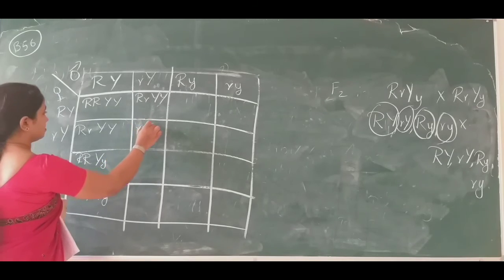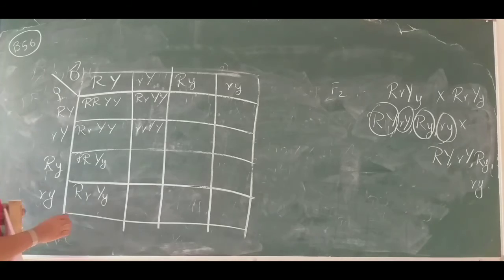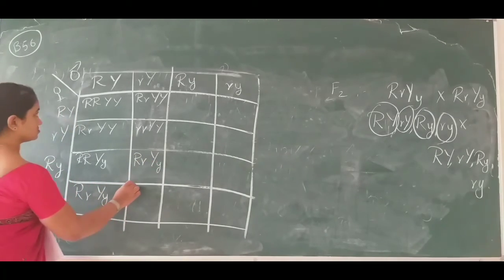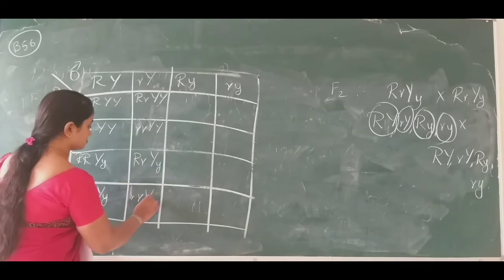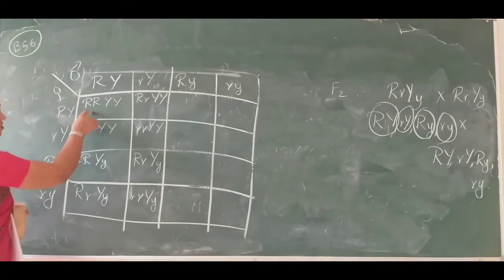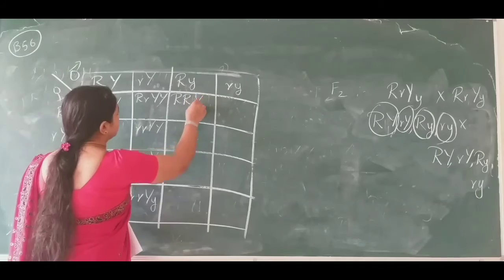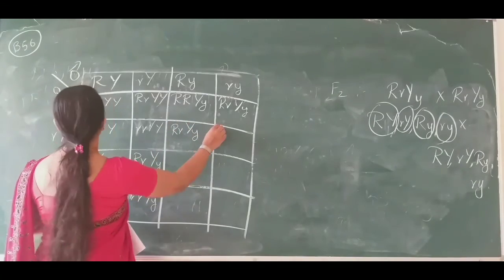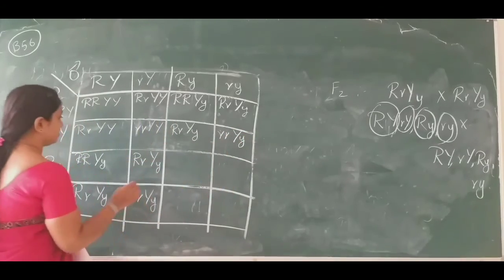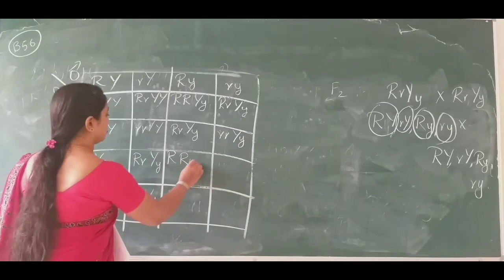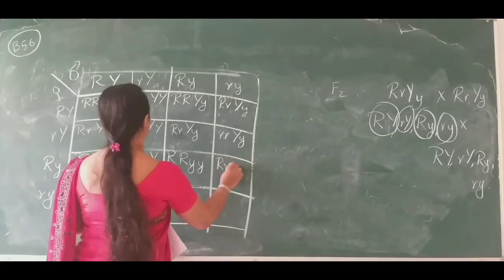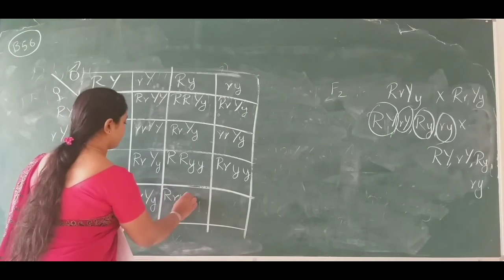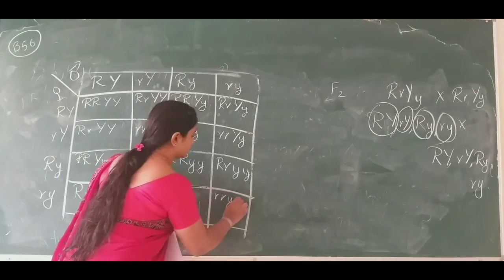Don't forget to write the phenotype of the offspring. That is also an important one.